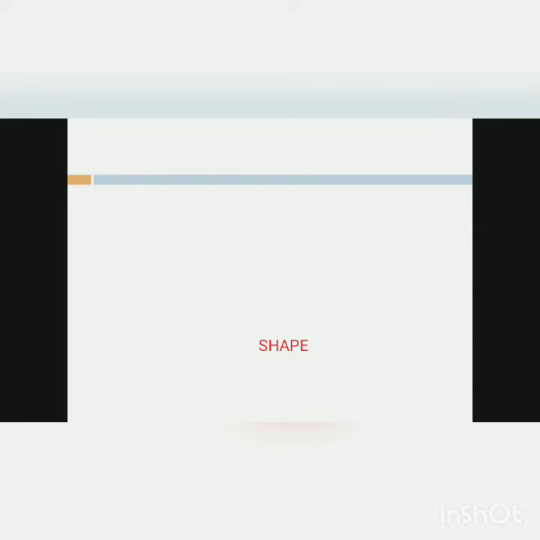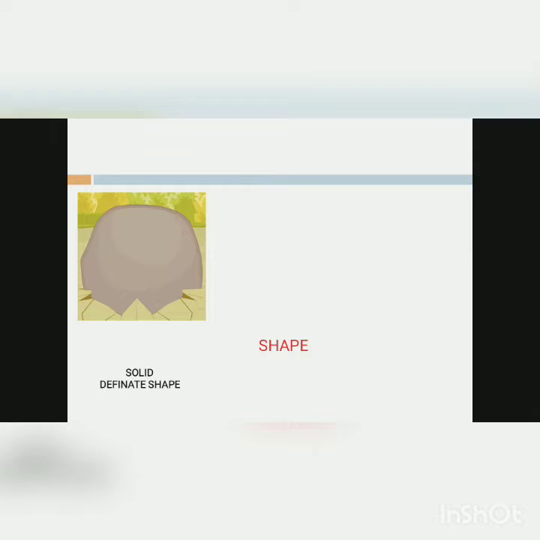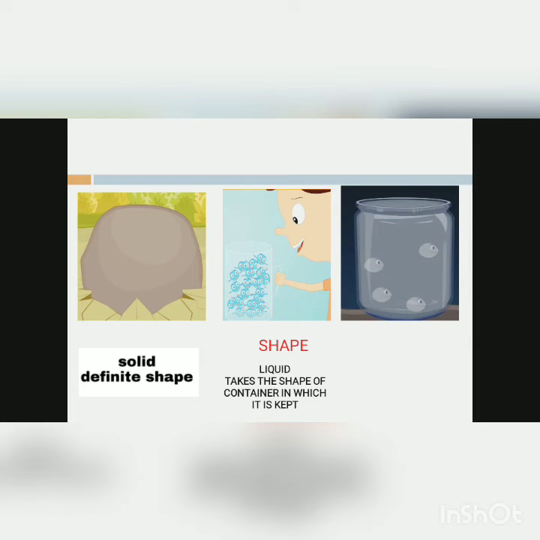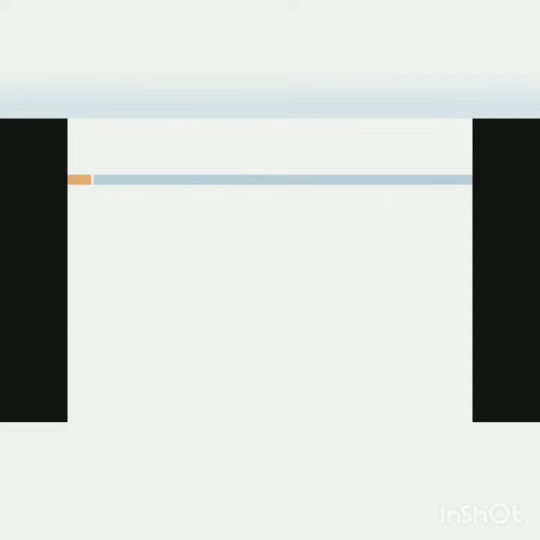The shape. Solids have a definite and a rigid shape. Liquids take up the shape of the container in which they are kept. Like you can see in the picture, the boy has a mug in his hand which is filled with the molecules of liquid, that is, the liquid is taking up the shape. Similarly with gases, we see that the gases also take up the shape of the container in which they are kept.